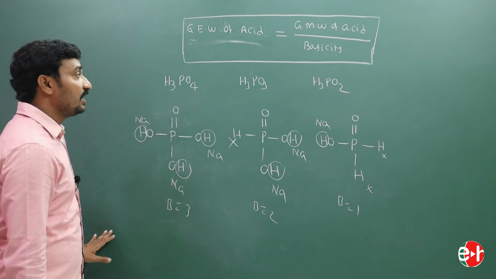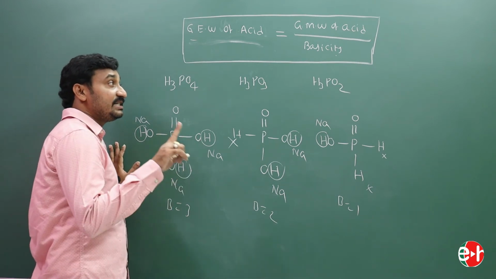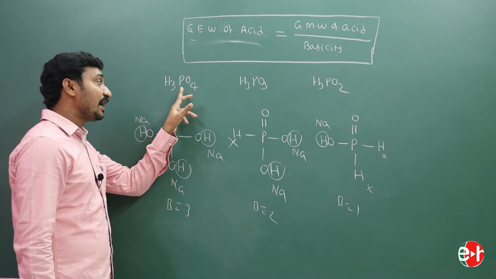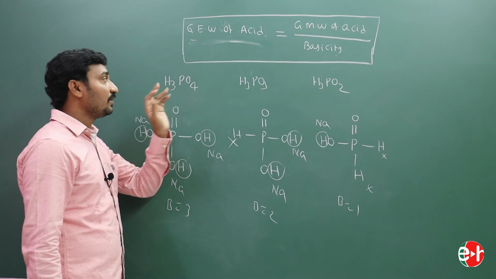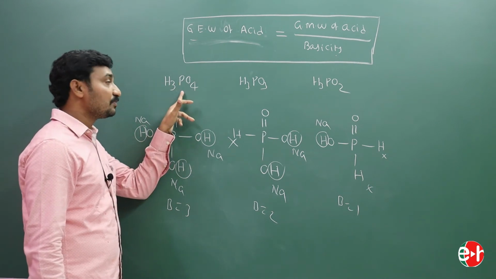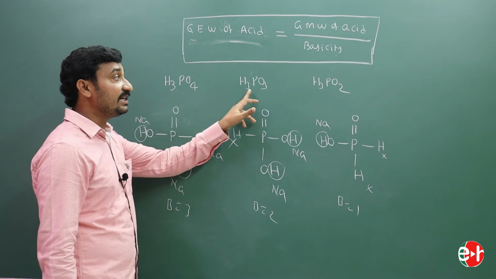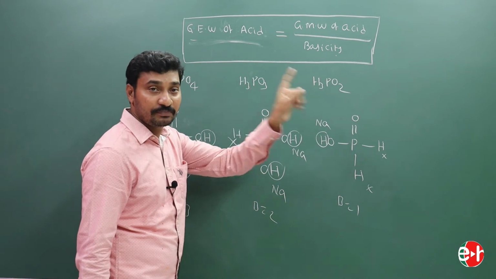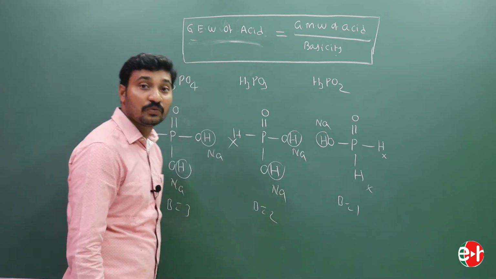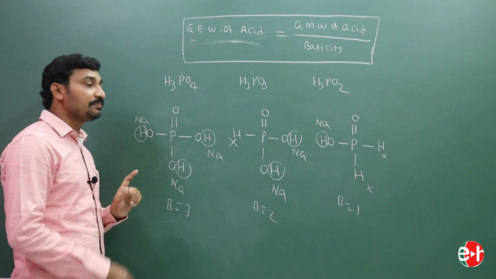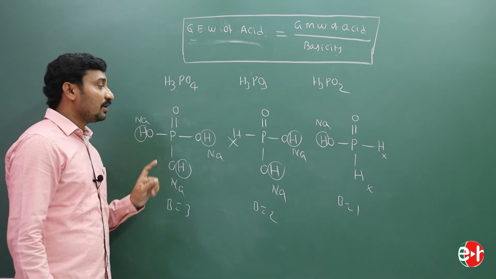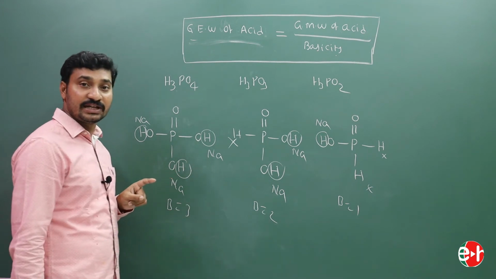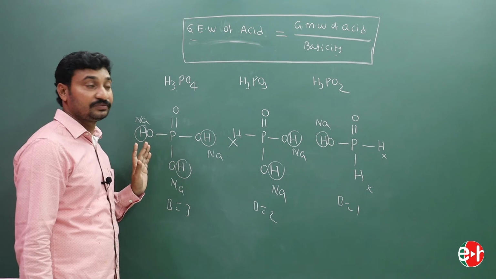So the basicity is equal to the number of replaceable hydrogens. In H3PO4, 3 replaceable hydrogens. In H3PO3, 2 replaceable hydrogens, that's why basicity 2. In H3PO2, 1 replaceable hydrogen, that's why basicity 1. So which hydrogen is replaceable by a metal atom? The hydrogen in the hydroxyl group, the hydrogen directly connected to oxygen.